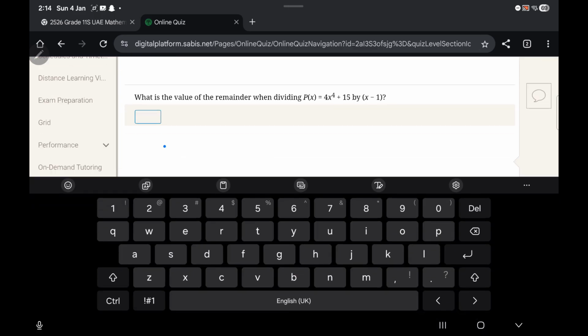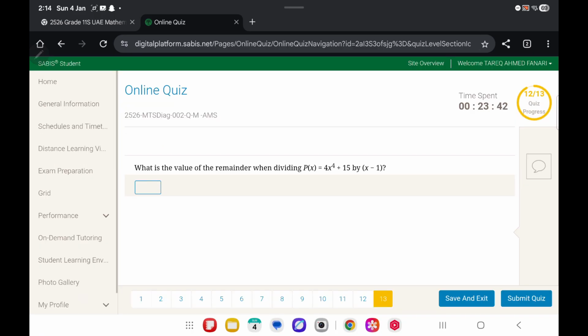Now, last question. What is the value of the remainder when dividing p of x, 4x to the power 4 plus 15 by x minus 1? Okay, this is very, very easy. Now, here's what's happening. You see this x minus 1? I'm going to flip the sign. I'm going to write x equals, flip the sign. Minus 1 becomes what? Plus 1.